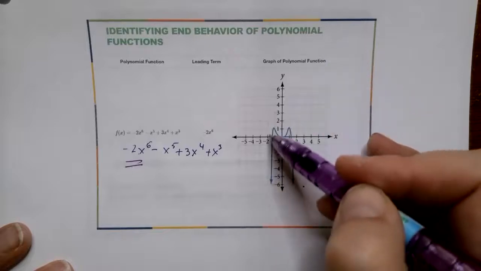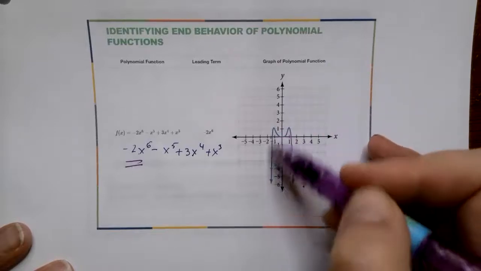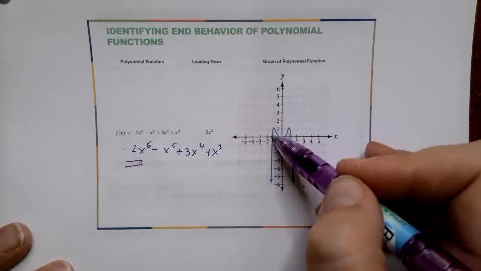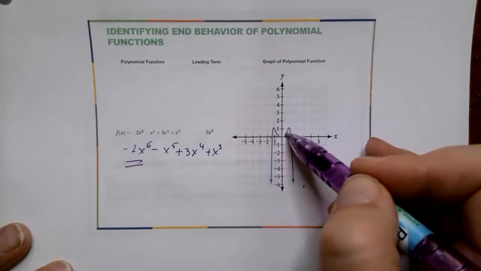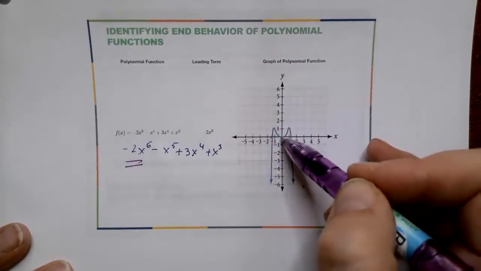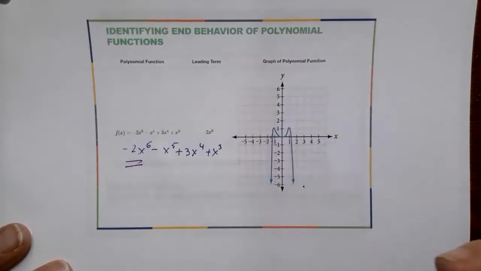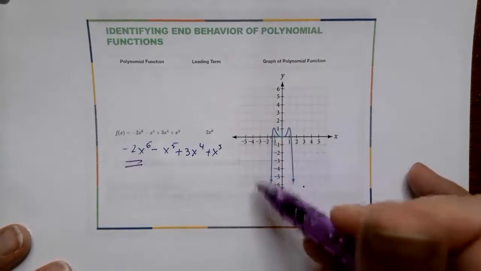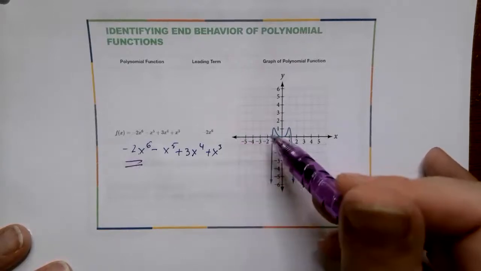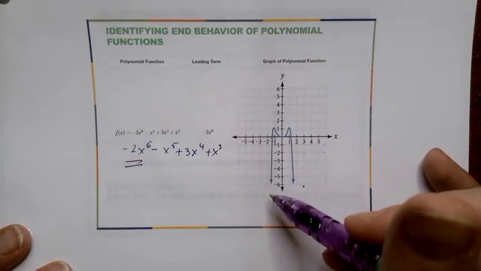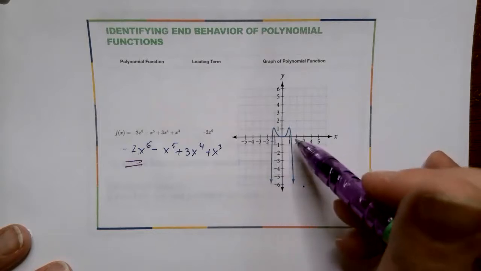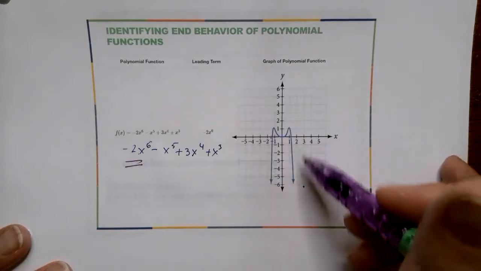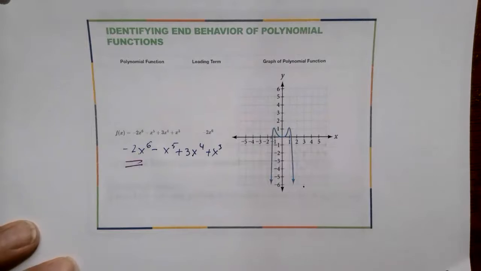Again, in the middle, we have some wiggle here. The function goes up, goes down, goes up, and then again down. There are some x-intercepts going on, but overall, on the ends, as x approaches negative infinity, the y goes to negative infinity. As x approaches positive infinity, the y is negative infinity.